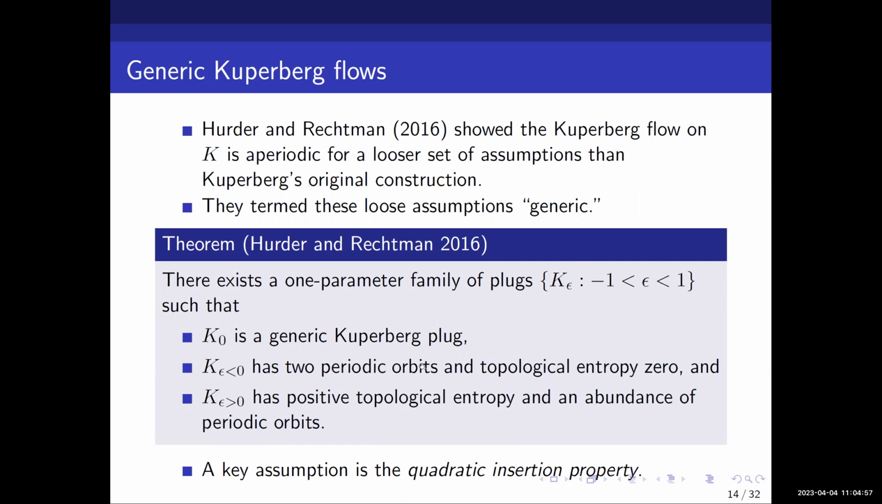I'm guessing not, just because the Kuperberg plug itself is so complicated that just showing that you get zero topological entropy, or get positive topological entropy in periodic orbits, is already kind of tricky to prove. So showing how you get them, or in what sense you get them, I would guess they didn't do. That's just my guess. Thanks.